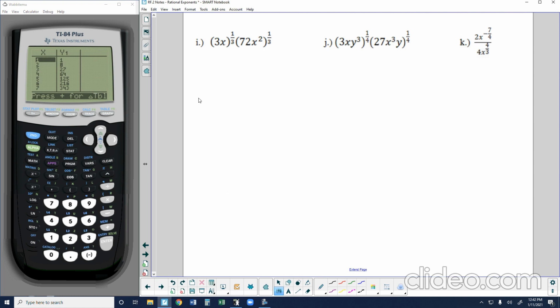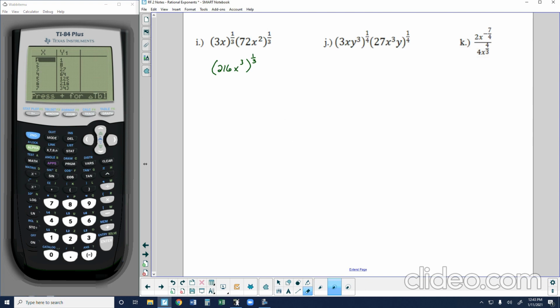So remember that we talked about multiplying roots. If I have the square root of a and the square root of b, I can rewrite this as the square root of a times b. Well, essentially what we have here is the same concept. Remember the 1/3 powers shown are just cubed roots. So basically what I have is the cubed root of 3x times the cubed root of 72x squared. So what I can do here is multiply the two numbers inside my two bases, 3 times 72, which would be 216, and x times x, which would be x cubed. And then this would be taken to the 1/3 power.